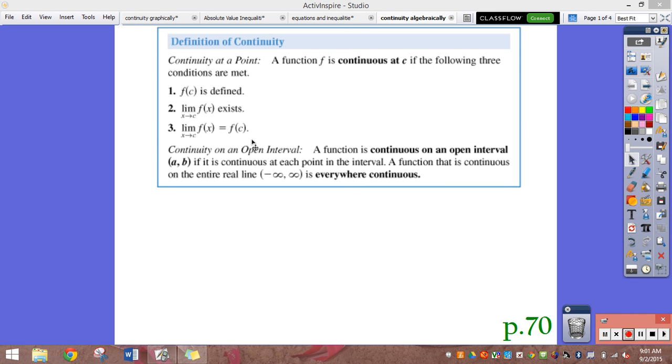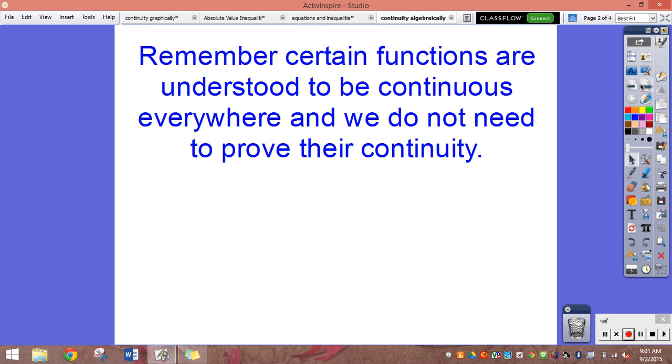So what we have done is we've identified points of discontinuity on a graph, and now we're going to look at just the function. Without having access to a graphing calculator, you need to know how to determine the continuity of a function. Certain functions are understood to be continuous everywhere, and we do not need to prove their continuity. For example, if they asked us to discuss the continuity of sine of x, it is understood that sine of x is continuous everywhere. We don't need to provide any proof of that. It's just understood to be true. It'd be a really straightforward answer.